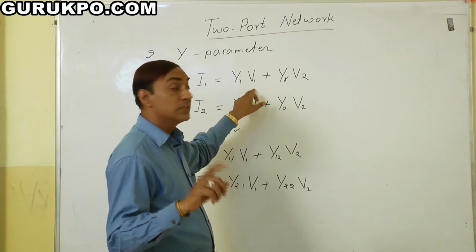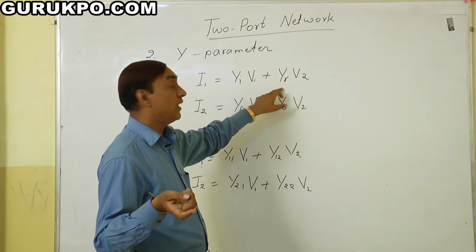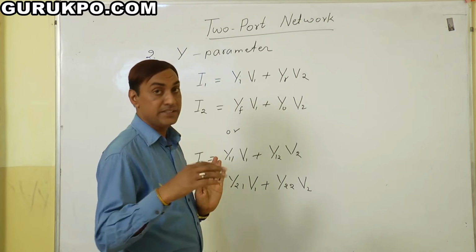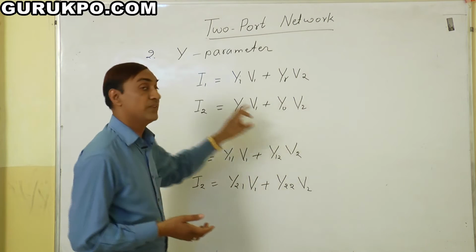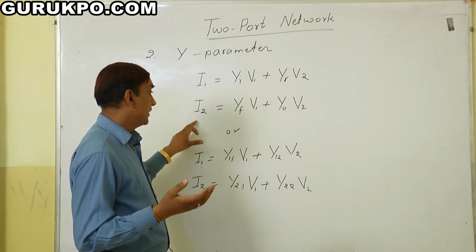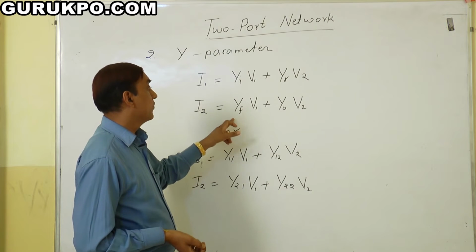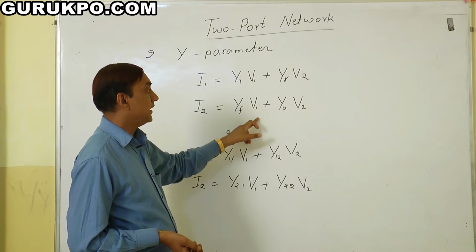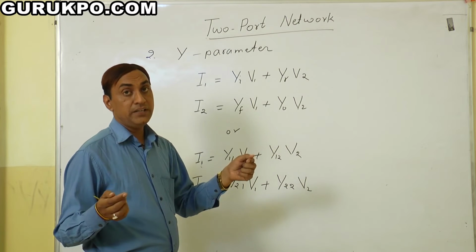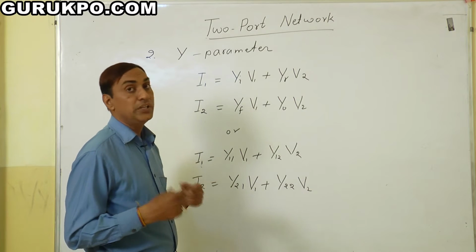V1 is the input voltage on one side, and on the other side V2. So V2 is on the other side, and there is an impedance that generates a current. In the same way, in the form of I2, we have Yf V1 plus Yo V2. V1 is the input side voltage, V2 is the output side voltage.